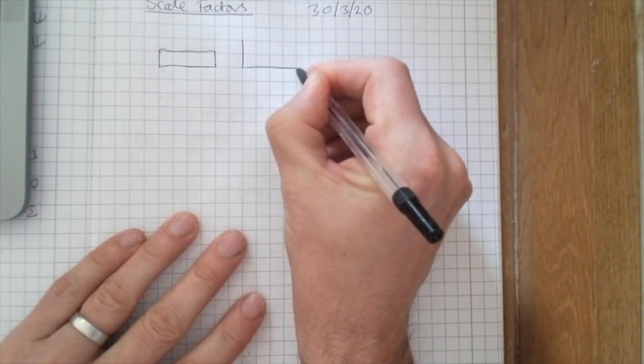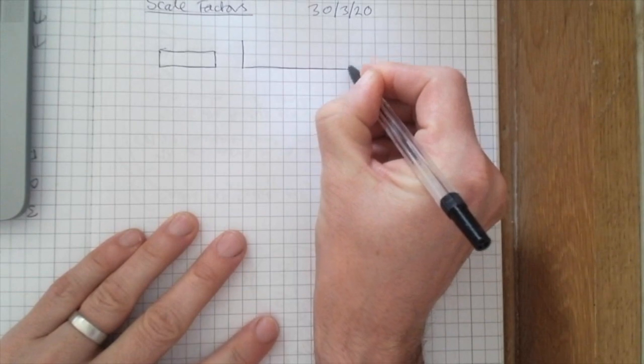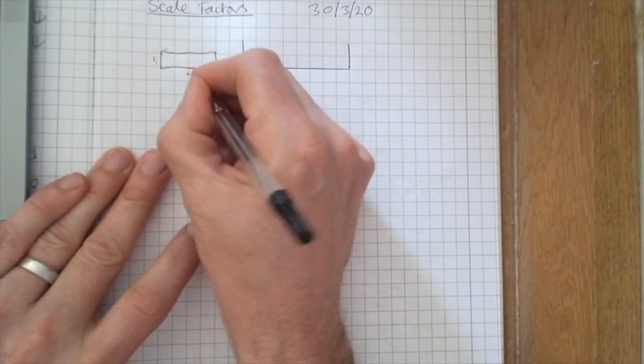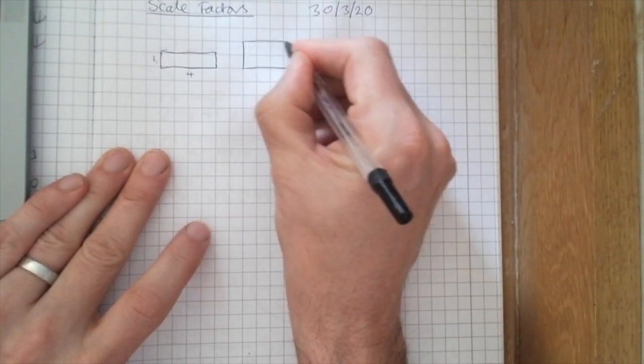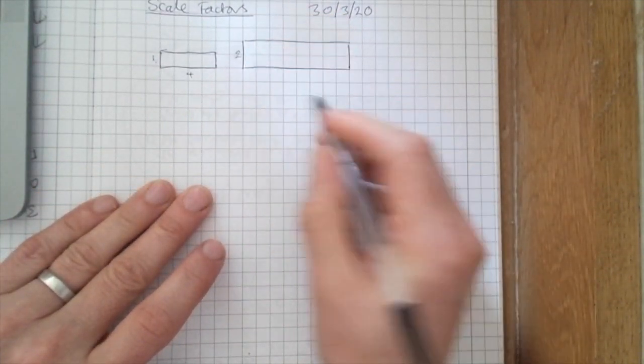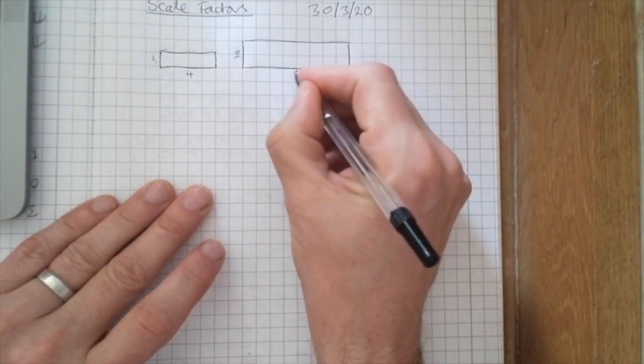I'm drawing two shapes here. This is a rectangle, which is 1 high and 4 wide. I've drawn a second rectangle, which is 2 high and 8 wide.